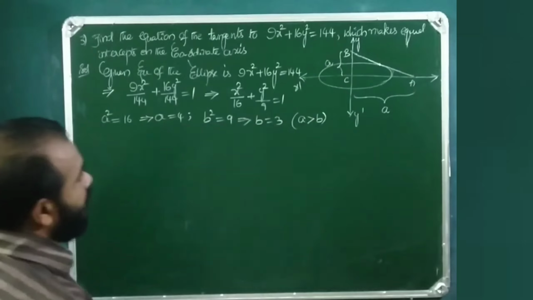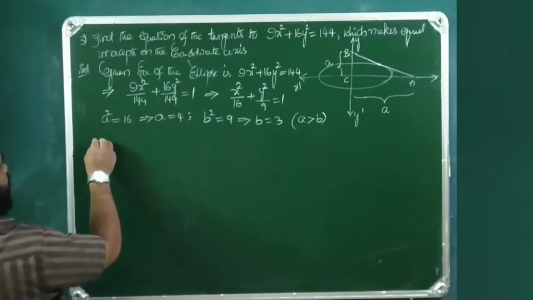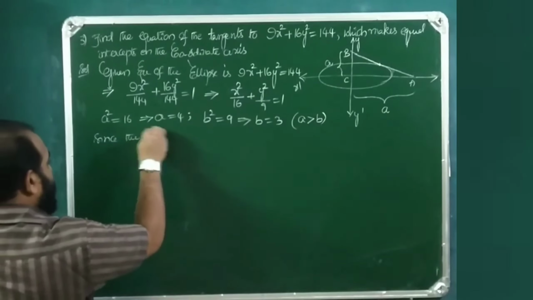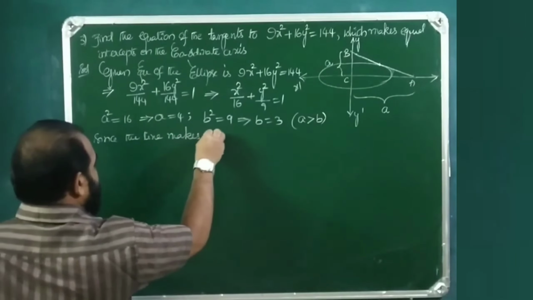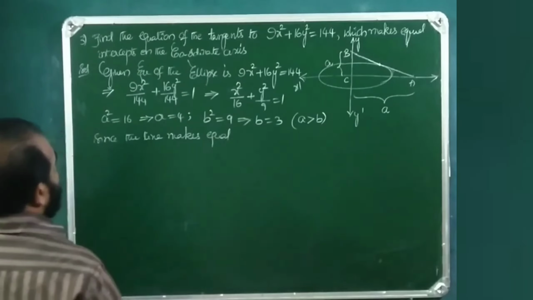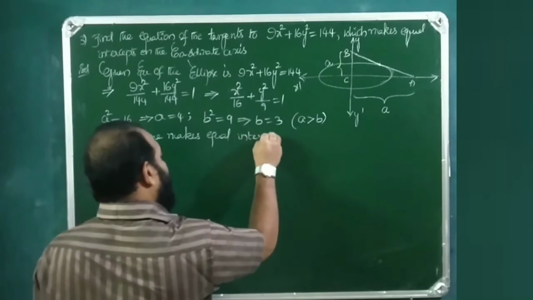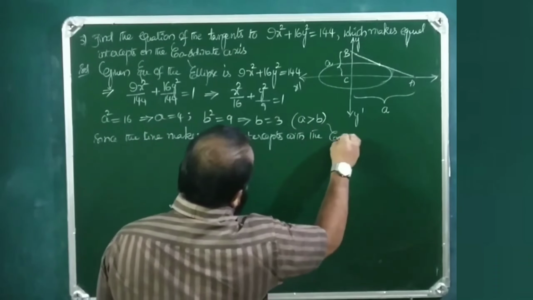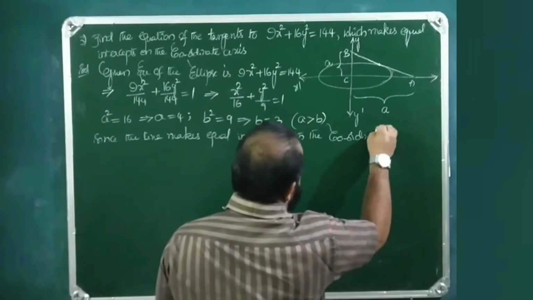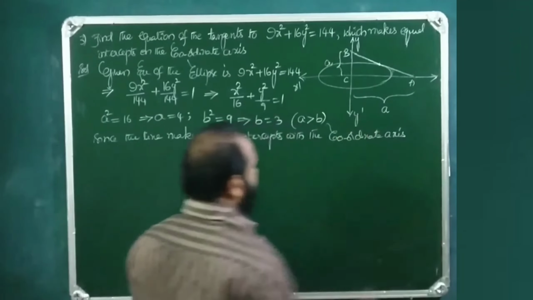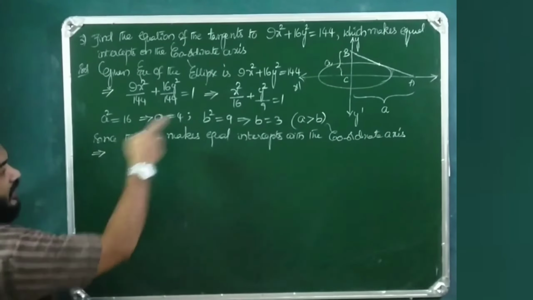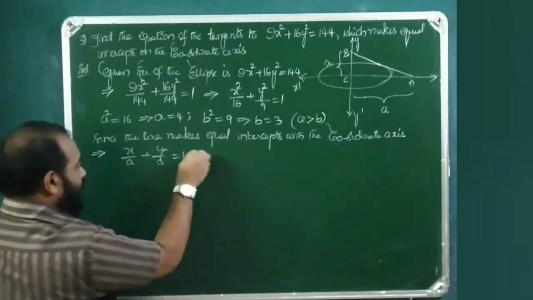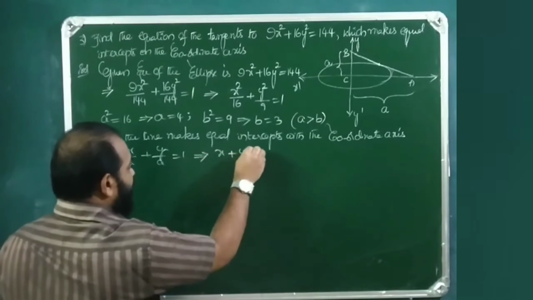Now, since the line makes equal intercepts with the coordinate axes, the equation of this line is x by a plus y by a equals 1, which implies x plus y equals a.